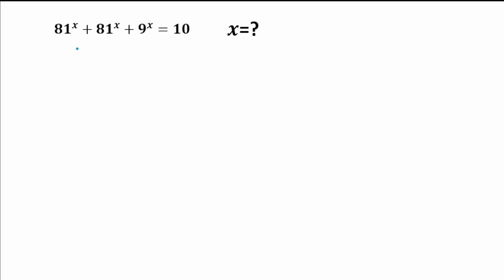Today in this session we will solve this algebraic problem. The problem here is 81 raised to the power x plus again 81 raised to the power x plus 9 raised to the power x, that is equal to 10. Then we will find the value of x.